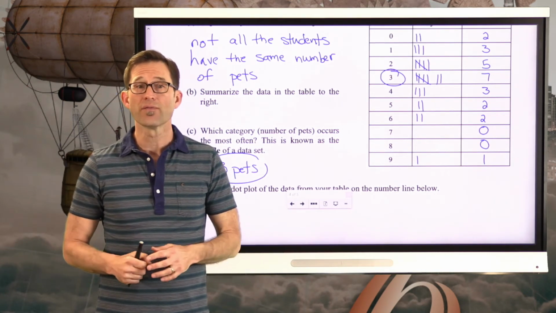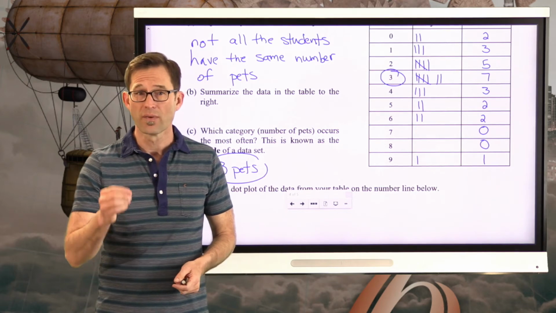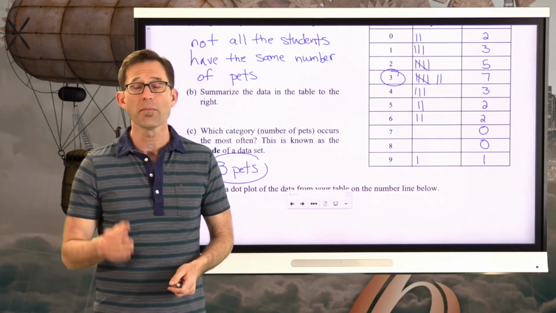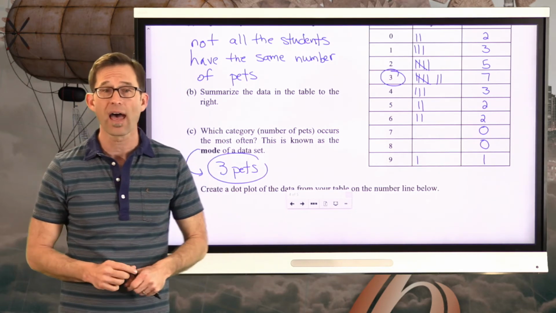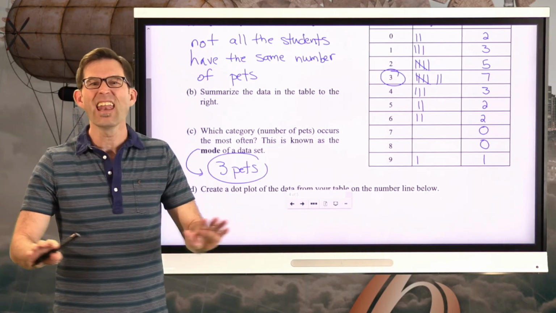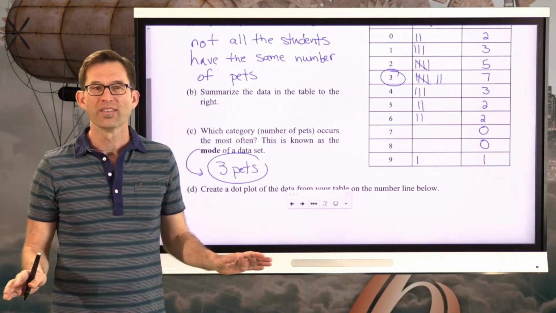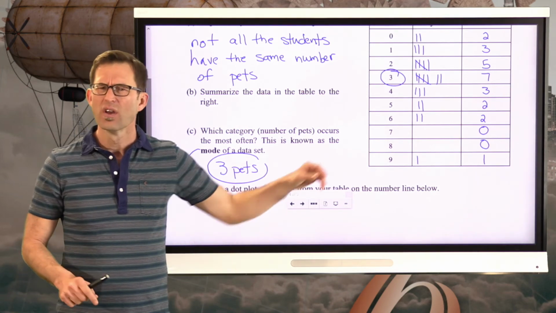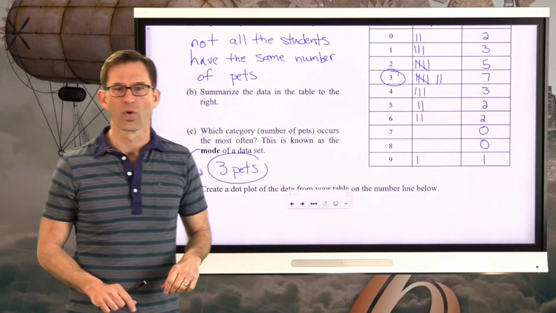So in other words, if Yasmin was trying to answer the question, how many pets do students in my math class have? You could say, well, more kids have 3 pets than any other number, right? So if you're somebody that's got 3 pets, then you're in that kind of mode category.